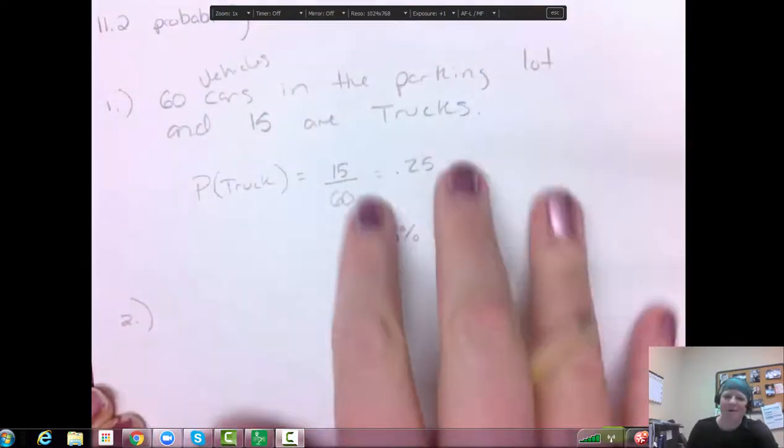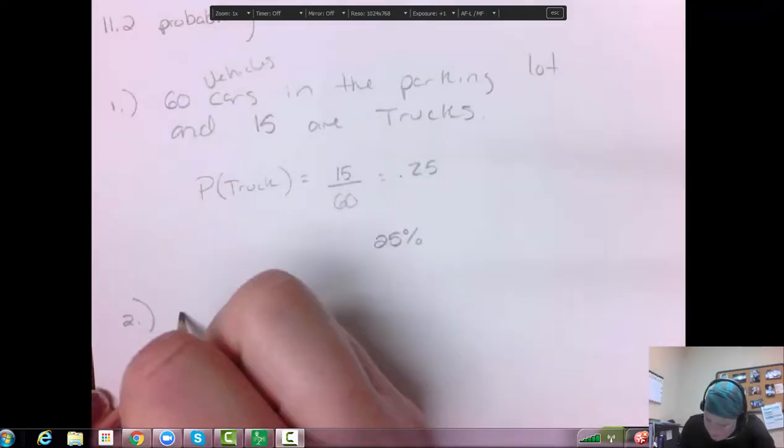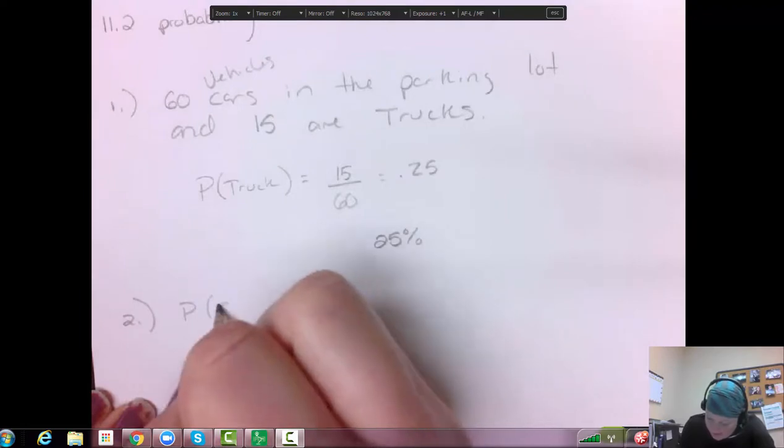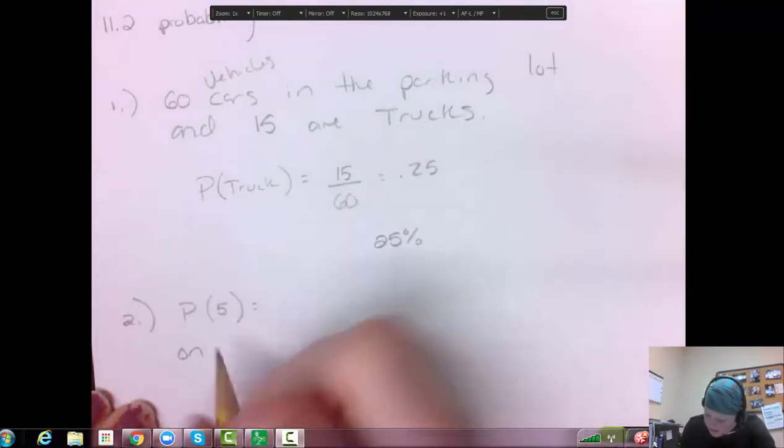This is an experiment, or an example of one, where I could walk out and actually count cars and tell you a probability based off the cars. Okay, so what is the probability of rolling a 5 on a dice, on a regular dice?